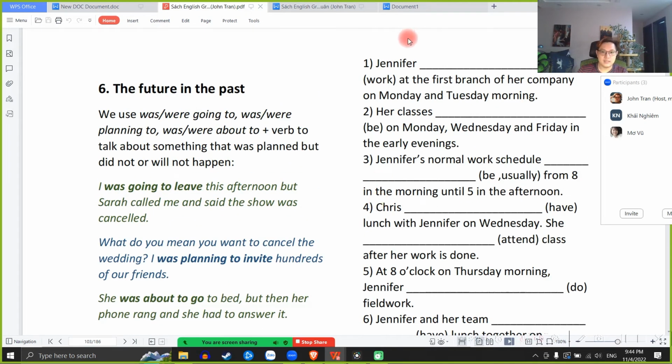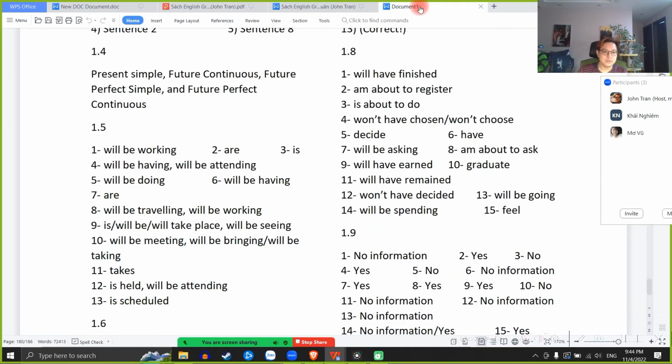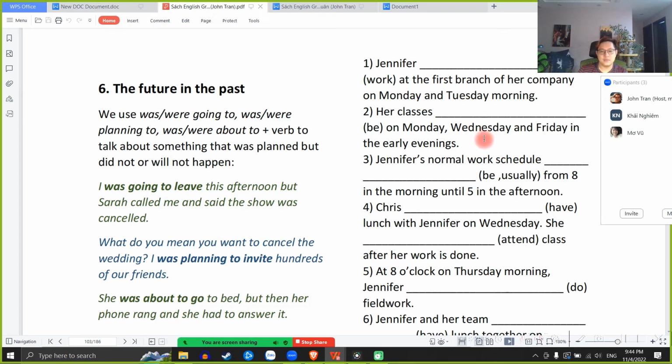Number 2, her classes. So number 2 is are. Her classes are on Monday, Wednesday, and Friday in the early evening. It's about a plan, right? Nó về kế hoạch tương lai mà, a plan in future. So number 2 is her classes are on Monday, Wednesday, and Friday in the early evenings. Những lớp học của cổ là vào thứ hai, thứ tư và thứ sáu ở những cái buổi đầu buổi tối, early evenings.